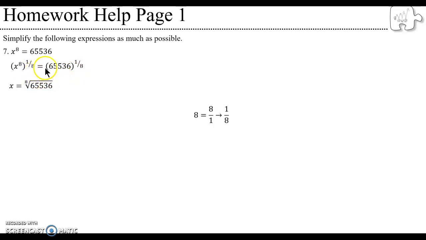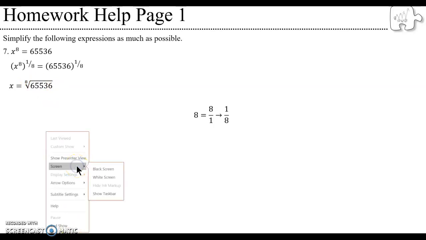And then we could imagine that there's an exponent of 1 next to the 65536. But an exponent of 1 is redundant. So then we end up getting the 8th root of 65,536. You might have to use a calculator on this.